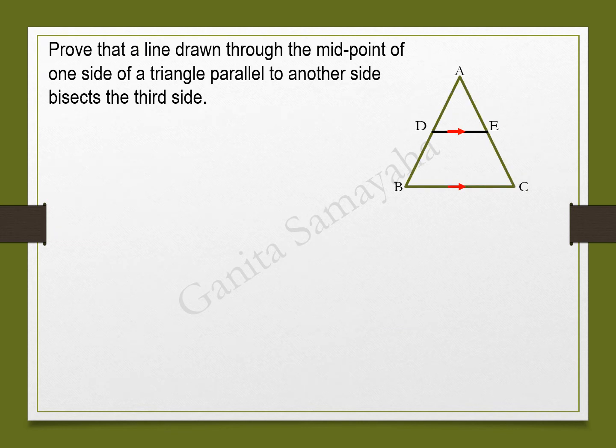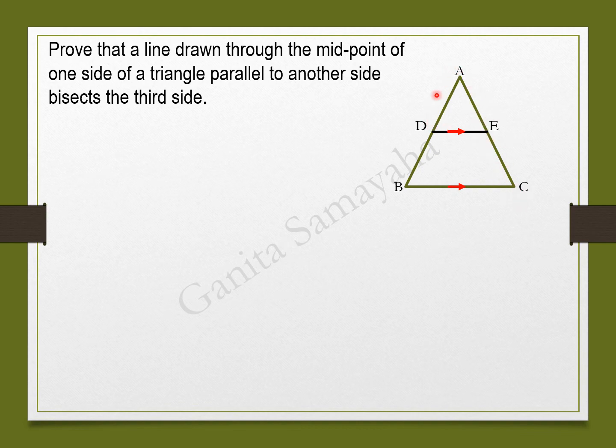We have to prove that a line drawn through the midpoint of one side of a triangle parallel to another side bisects the third side. What does this statement mean? Let us understand. We have some triangle ABC and D is a midpoint of say AB. Through D, if I draw a line parallel to BC, DE is a line drawn through the midpoint of AB parallel to BC. We have to prove that this point E is the midpoint of AC.